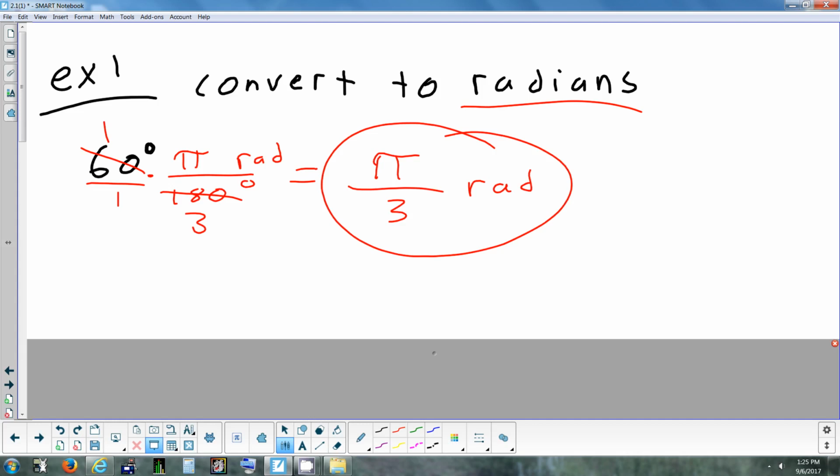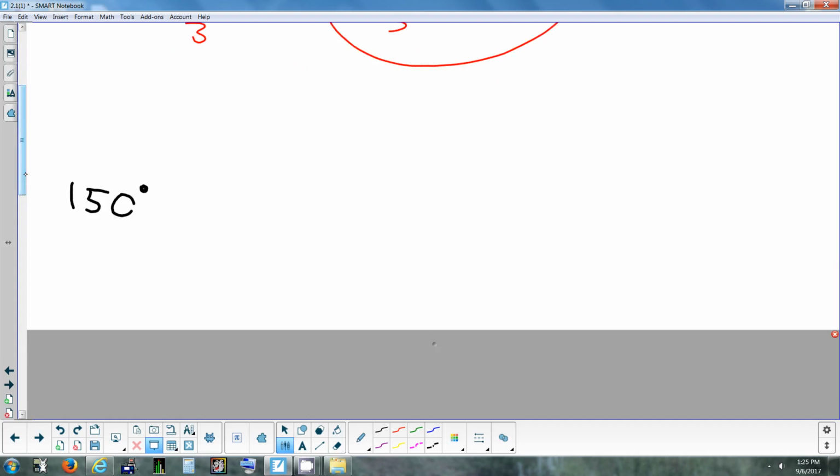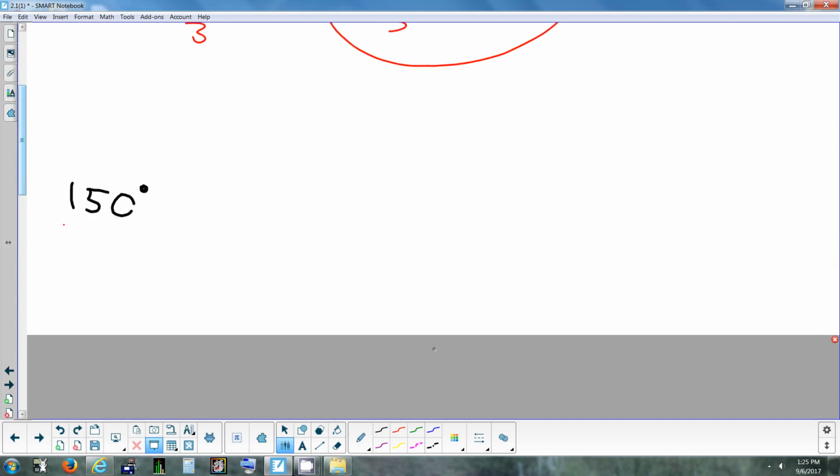Okay, let's try 150. All right, so Joe, again, same directions. We're changing to radians. So where would degrees go to cancel out the degrees in the top? On the bottom. And the number you think of with degrees? 180. Yep, there's your 180.